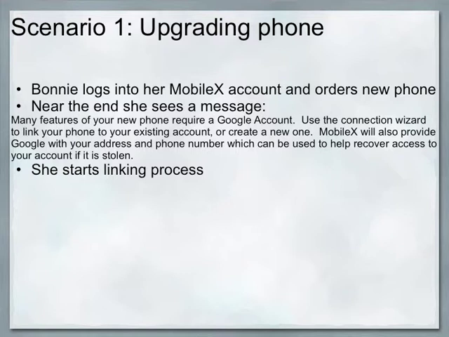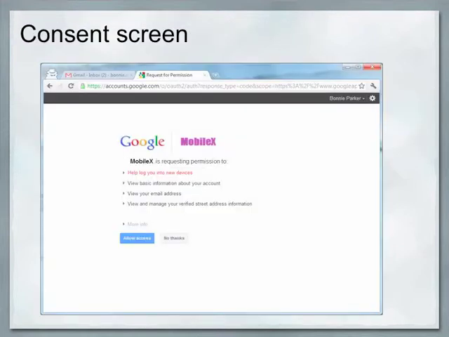Assuming she clicks the promotion, she might see a page like this one, where Google is just confirming that Mobile X should have the ability to have some basic information about her, like her email address, should be able to act as her attribute provider for street address, assuming Mobile X has a verified street address, and that Mobile X can help the user log into new devices.